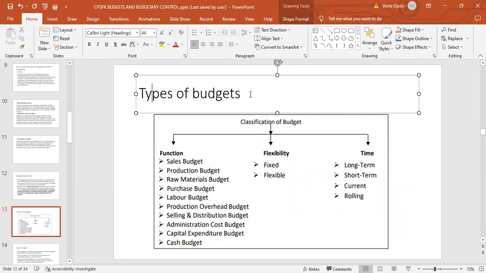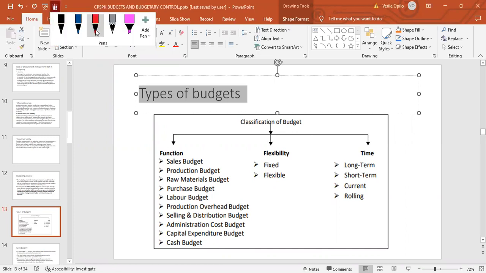The next thing we look at is the various types of budgets that exist. We have several types of budgets, and we can classify them into 3 main categories. We can classify these budgets by their function, by their flexibility, and also by the time. For us, the focus is going to be on the functions.